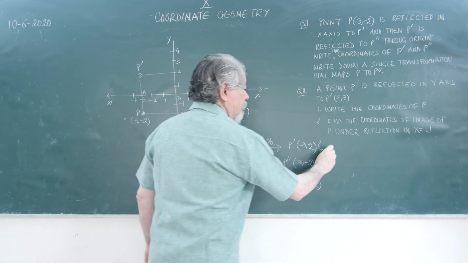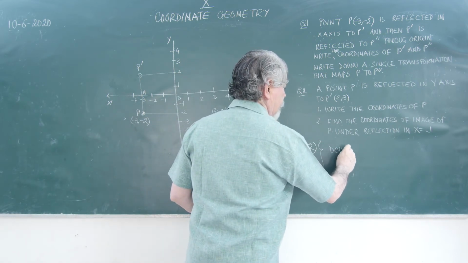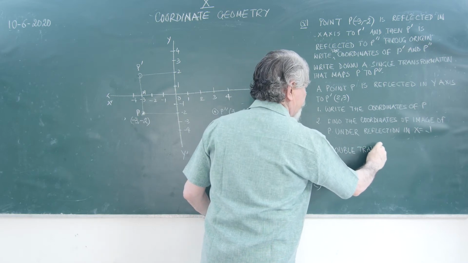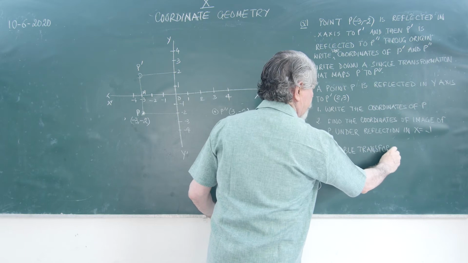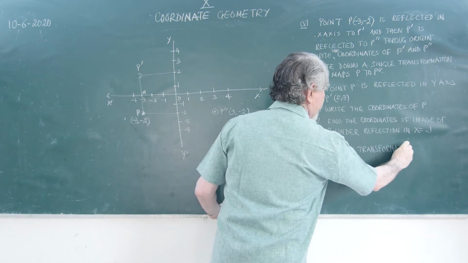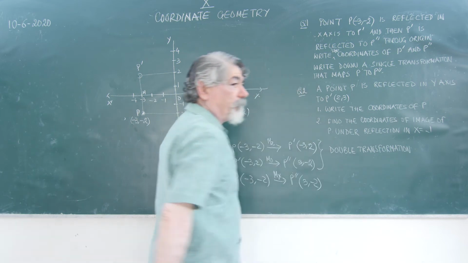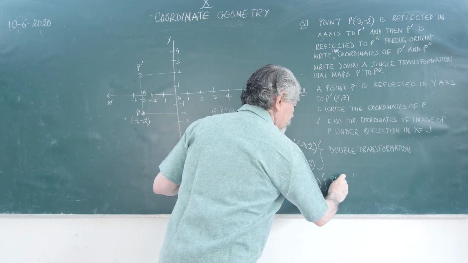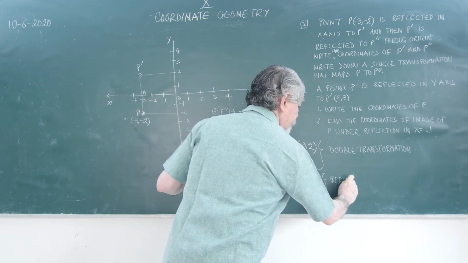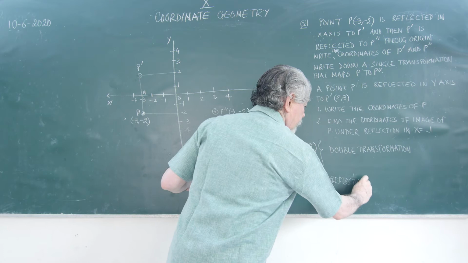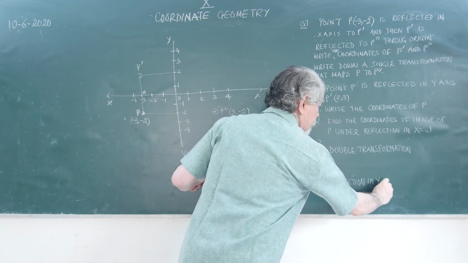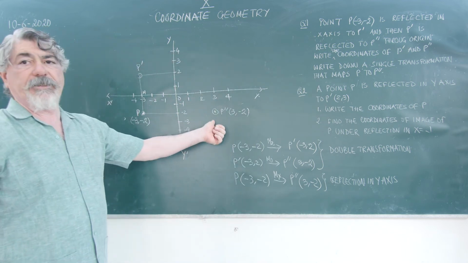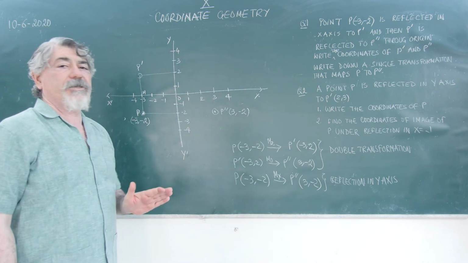These were double transformations. Two transformations were involved. But the same process could be done by a single transformation: reflection in y-axis directly transferred P to P double dash. So this was a single transformation.